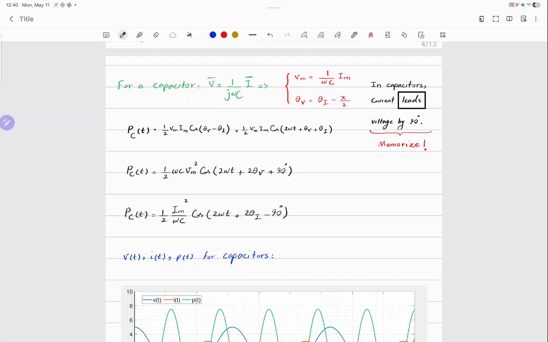I have 7 different equations regarding the instantaneous power, and that's just the start. Because we're going to have many more power terms. So how can I manage to memorize these power terms? We don't.